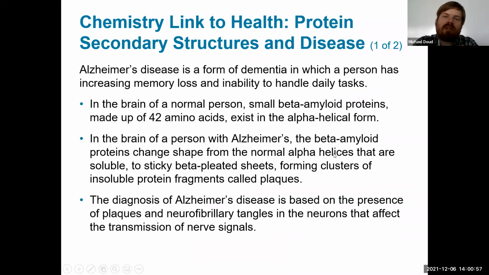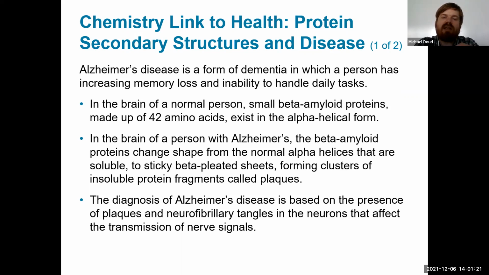Okay, so let's talk briefly about these secondary structures and a quick link to health. Alzheimer's disease is something that you may have heard of. It's a type of dementia in which a person experiences memory loss that increases, and then an inability to handle daily tasks. I've had multiple members of my family have Alzheimer's or similar diseases, so maybe you have as well.